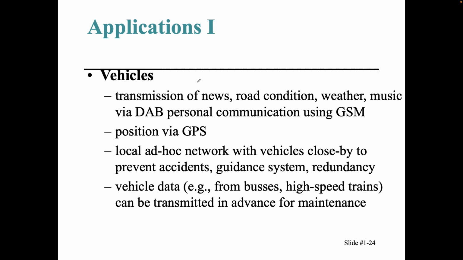Position via GPS. Local ad hoc network with vehicles close by to prevent accidents. Guidance systems, redundancy, vehicle data from buses, high speed trains can be transmitted in advance for maintenance. When you want to cover example counterpoints, imagine your Apple CarPlay or Android Auto. You'll have weather, music, road condition, news, all of that happening. GPS is also a part of Apple CarPlay or Android Auto. Some cars do have it inbuilt, but that's a different thing.